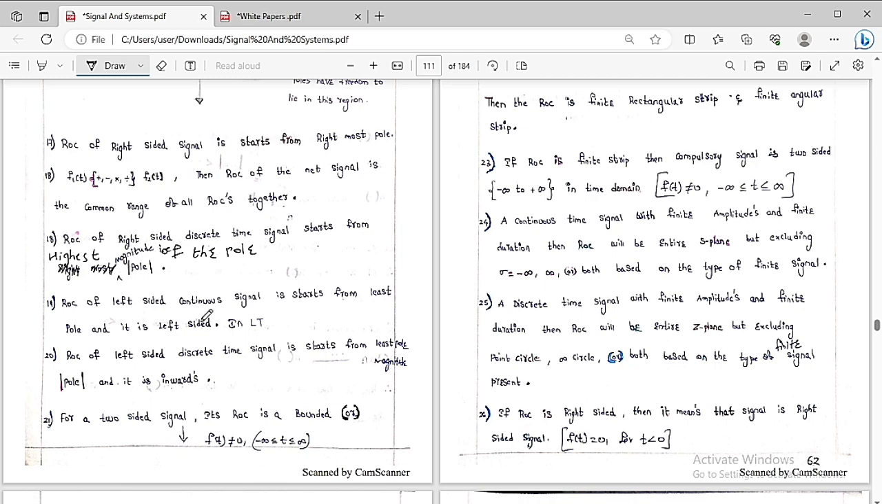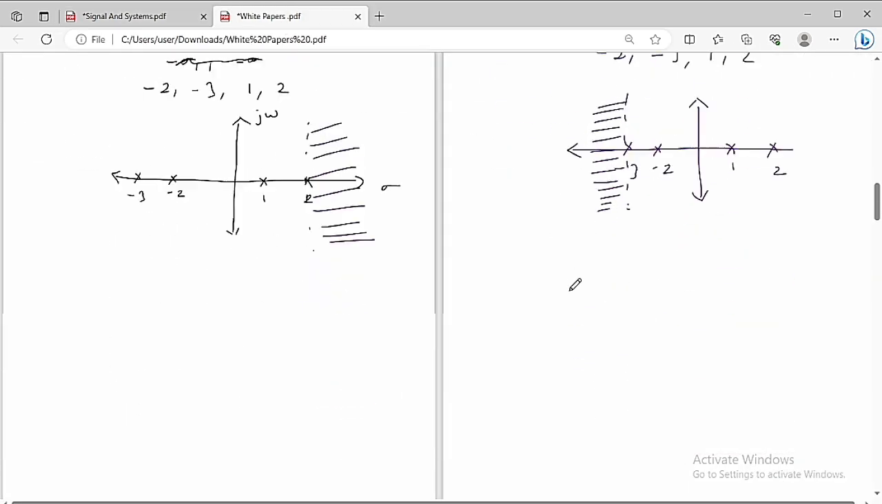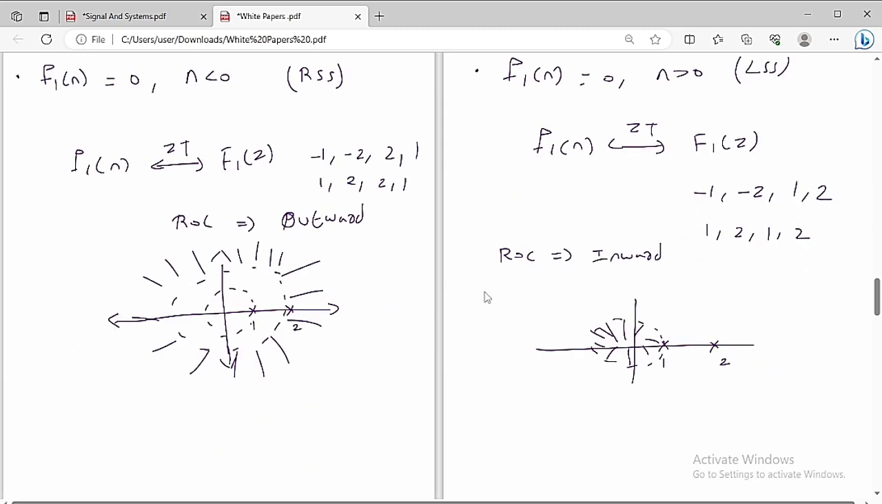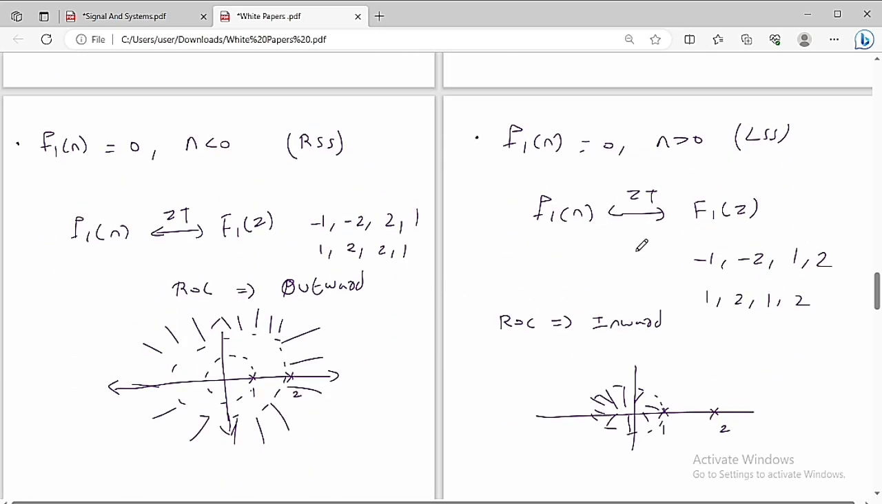So let me conclude here. You can see that the ROC of the left side discrete time signal starts from the least magnitude of the pole, and is towards the inward. Similarly, the ROC of the right side discrete time signal starts from the highest magnitude of the pole, and it is towards the outward. Whereas the ROC of the left side discrete time signal starts from the least magnitude of the pole, and it is towards the inward.